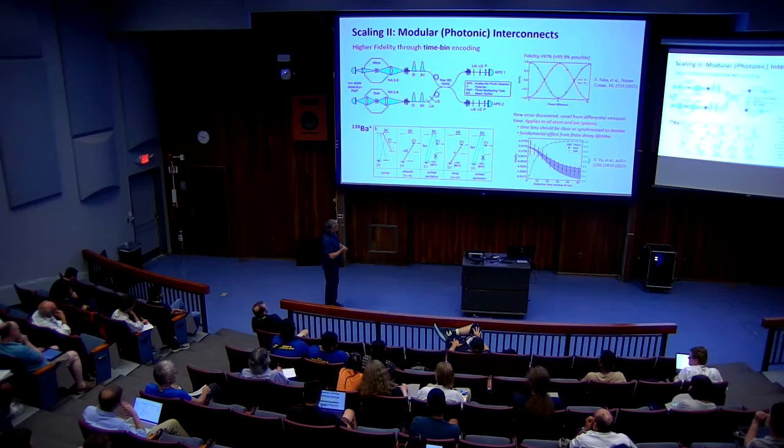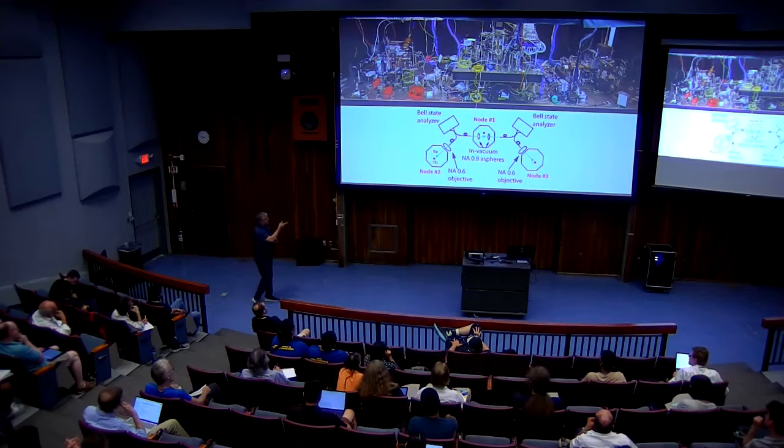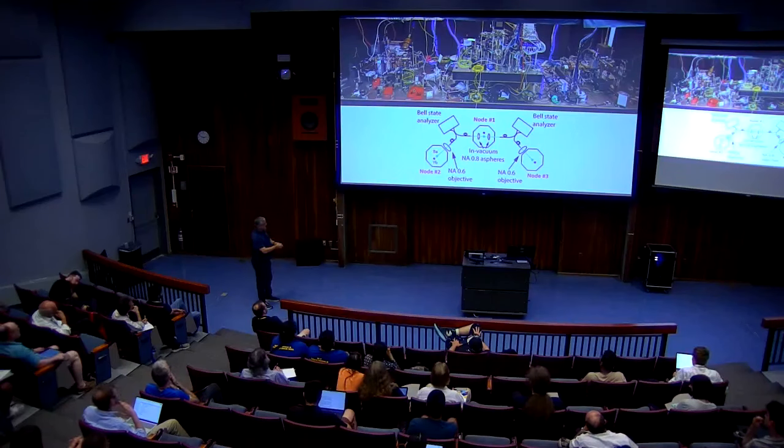That allows us to get very high fidelity, and time bins are going to be useful to go over large distance as well because they're less sensitive to birefringence and so forth. So at Duke, we have 3 nodes here. One of them is very special.